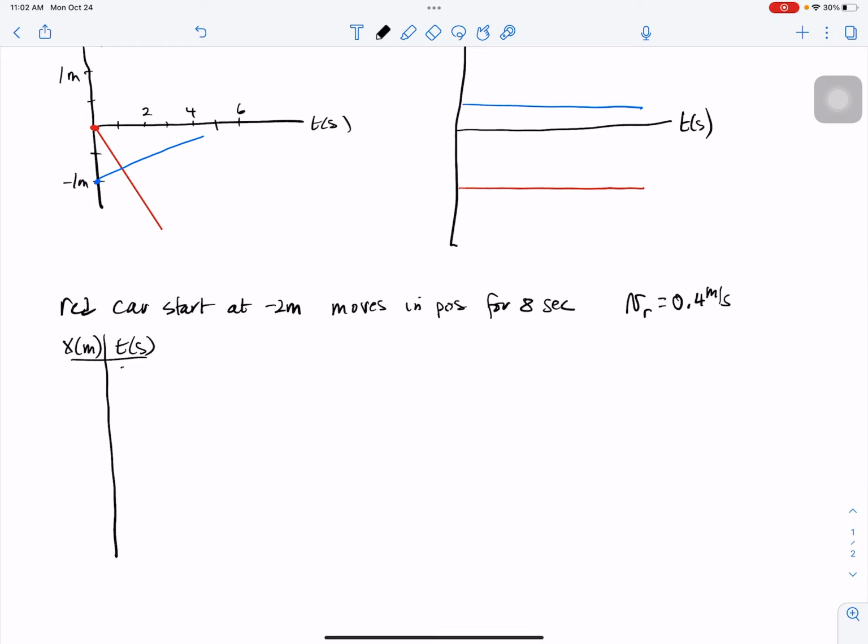So first thing I'm going to do is time. Time starts at 0, 1, 2, 3, 4, 5, 6, 7, 8. It starts at -2 meters, and in 1 second it travels plus 0.4 meters, because that's what the velocity says. So it travels to -1.6. I know I should not have the meters there. Okay, and then 1 second later, it has gone another 0.4 meters, so that is -1.2. And then another second later, it has gone -0.8, then -0.4. So every single second, it travels 0.4 meters.